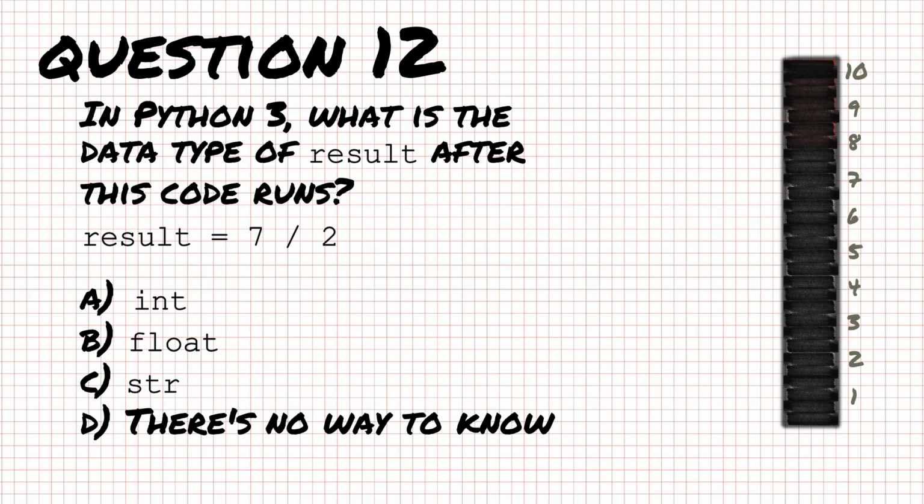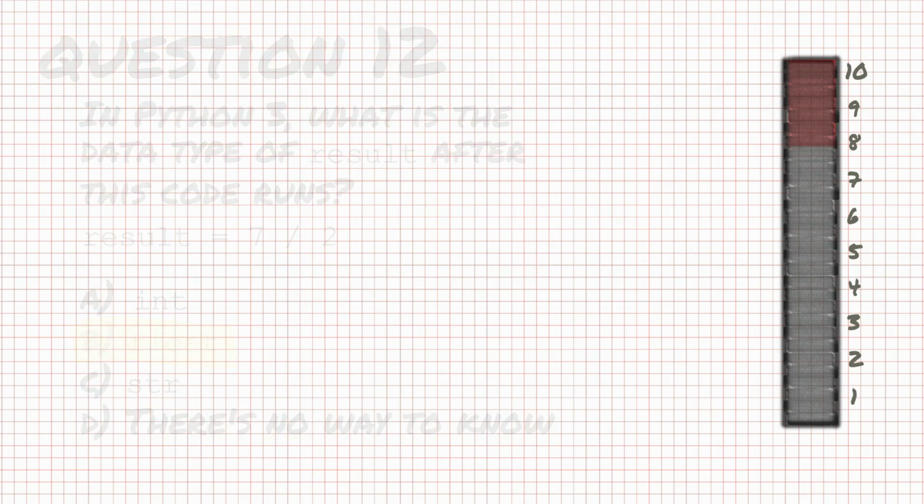The data type of result after the division is B, float. In Python 3, the / operator always performs a floating point division. If you've learned another language first, like C, Java, or even Python 2, you might find this surprising.